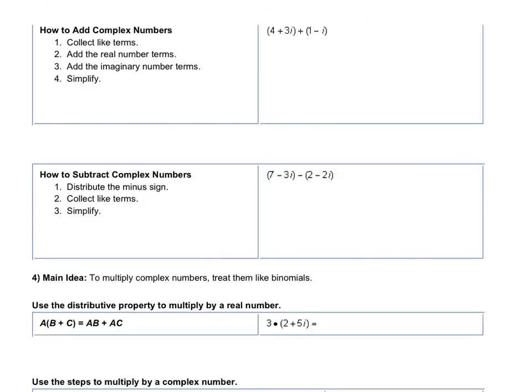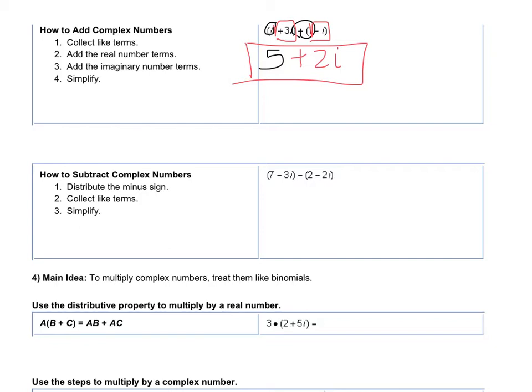We've already learned how to add and subtract with imaginary numbers. We treat them as if they're like x's, so I can combine my 4 and my plus 1, which would be 5. I could also combine my 3i minus 1i, which would be plus 2i. So my answer would be 5 plus 2i.